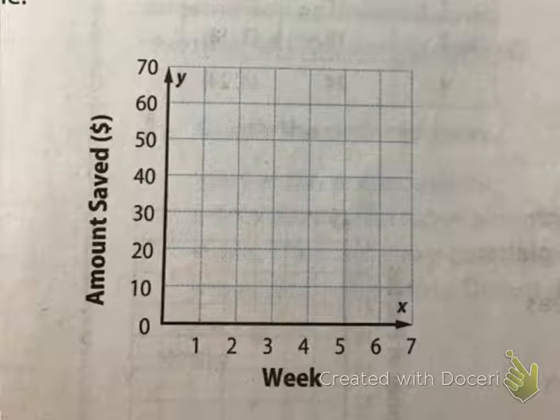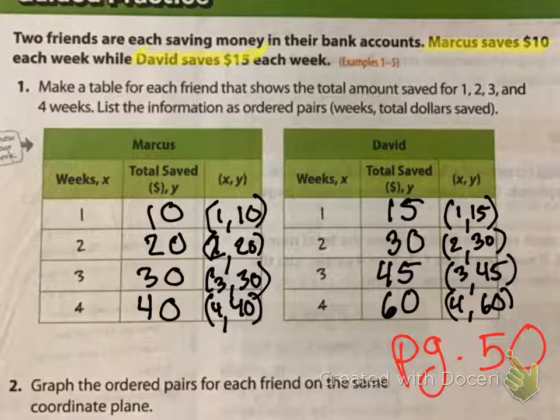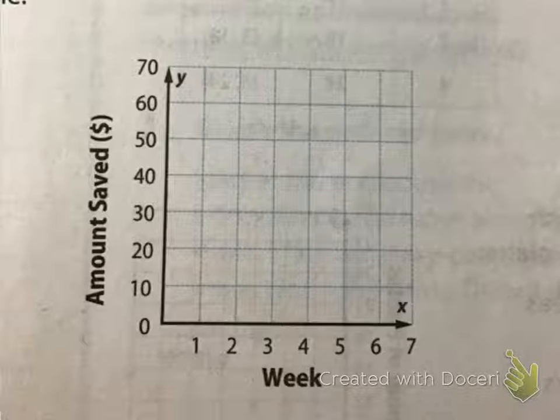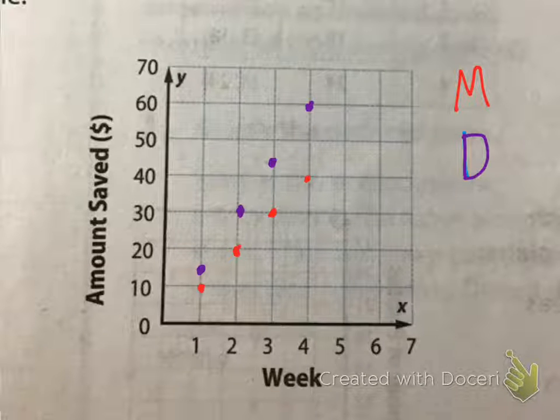So, if we graphed it on this sheet, I want you to graph it on your sheet. Did you guys do number 2? Once we write our ordered pairs down, we graph it on our graph, which makes sense because it's called a graph and we're graphing. So that's how it works. So here's the graph for this problem.